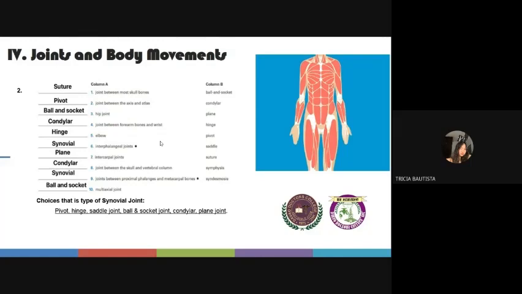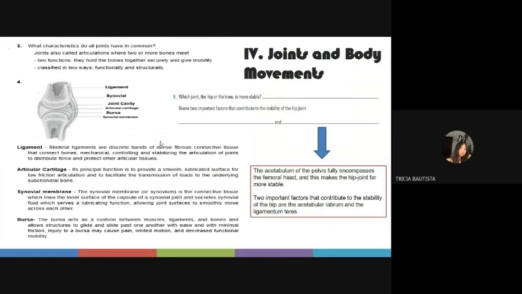Choices of types of synovial joint. It is considered as pivot, hinge, saddle joint, ball and socket joint, and condylar and plane joint. Number 3. What characteristics do all joints have in common? Joints, also called articulations, are where two or more bones meet. In other words, two functions: they hold the bones together securely and give mobility. They are classified in two ways, which is functional and structural.